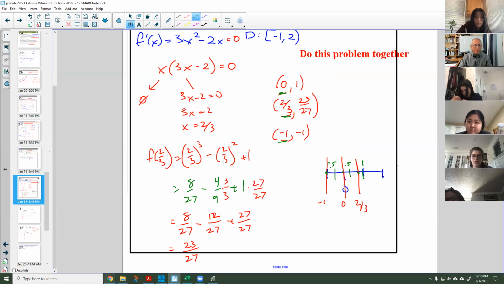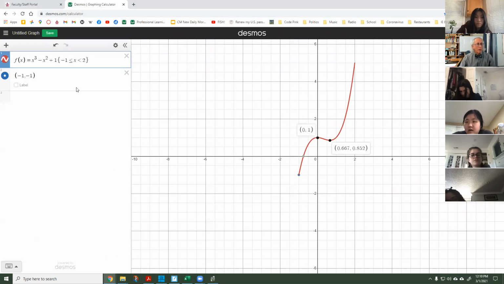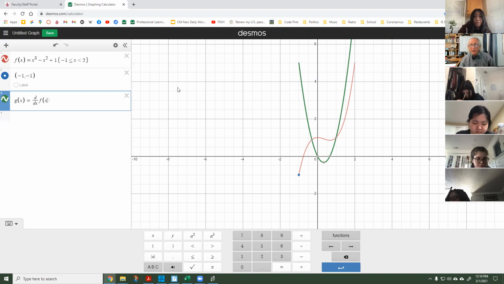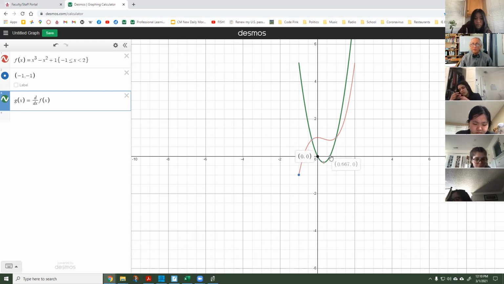Okay, so I'm going to go back to my Desmos here, and I'm going to say, well, let g of x equal d/dx of f of x. F of x. Come on, Mr. Jenkins. F of x. So there is my derivative function right here. And you can see that I have a derivative of 0 at 0 and a derivative of 0 at 2/3. Everybody with me? Right. So I kind of confirmed my algebra from before.